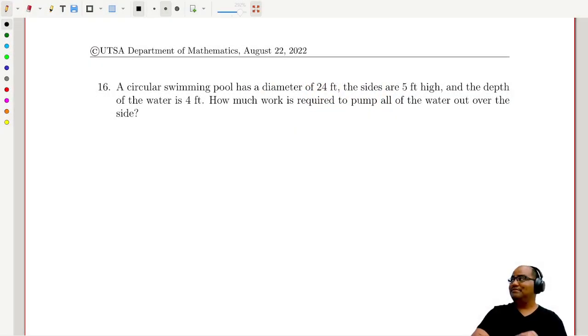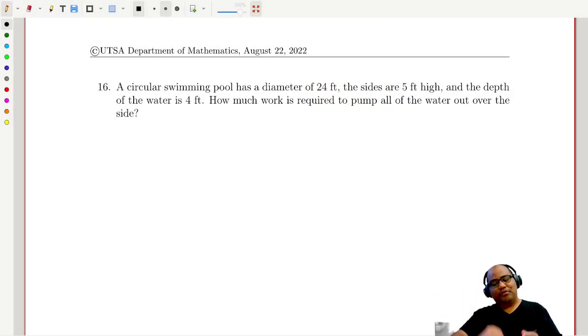The last physical applications. Now we have to talk about working with fluids. So there's going to be two problems in this set. We're going to be pumping fluids out of tanks, and then in one we're going to have to talk about the hydrostatic force against the side of a vessel. So let's get into it.